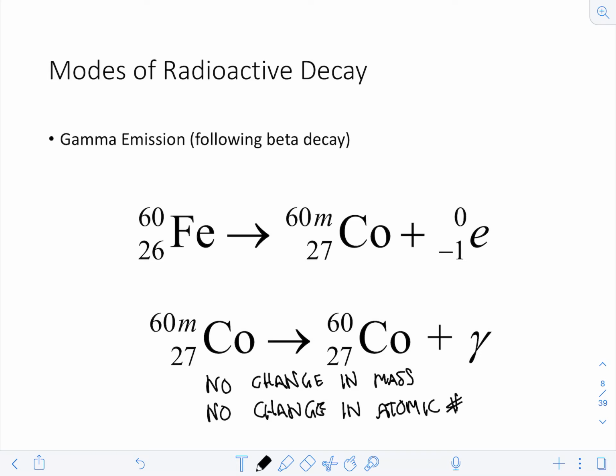Now this top one here, so they're showing you beta decay. So this is beta decay. So notice it's beta decay because the atomic number goes up. So when beta decay occurs, we have atomic number increase. But in the bottom reaction here, we have no change in mass, no change in atomic number.